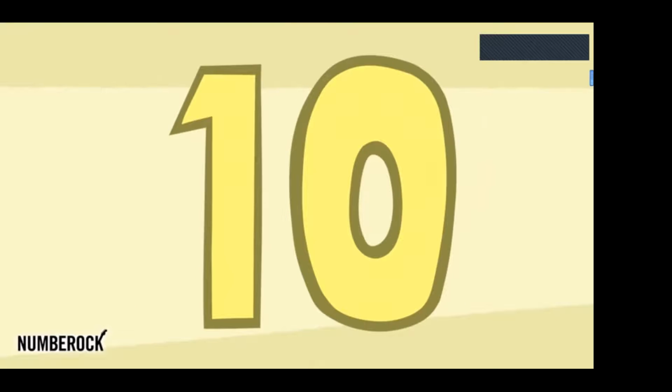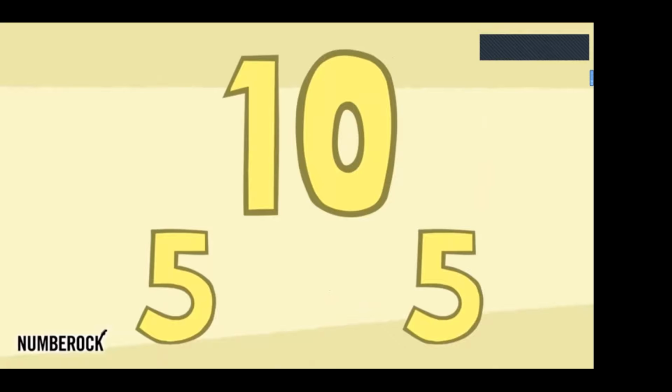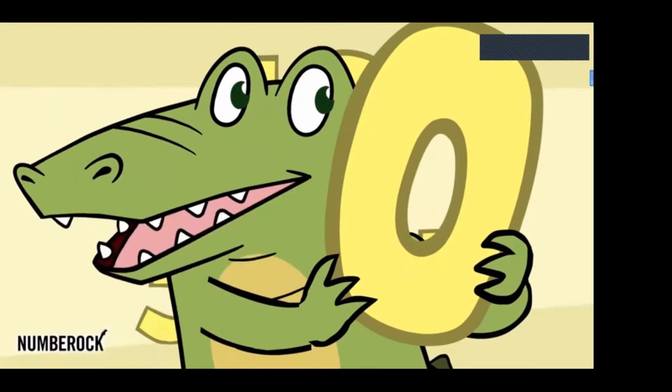For instance, consider the number 10. Let's split it in half and we'll see then. It makes 2 fives and that's a pair. If it ends at 0, an even number's there.